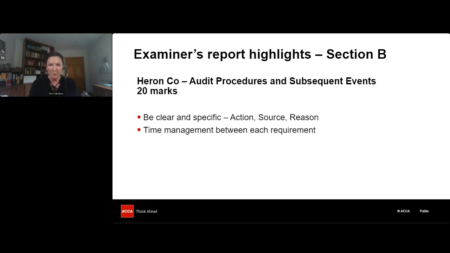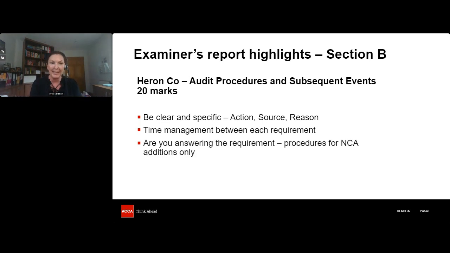Time management as well is something to be careful of. Often with the substantive audit procedure question, it's a 20-mark question, and it's often quite nicely split equally between different areas of the financial statements. So you'll have maybe 5 marks on one area, 5 marks on another area. So make sure you've got your time management between each bit.